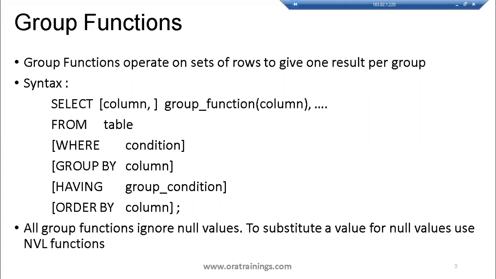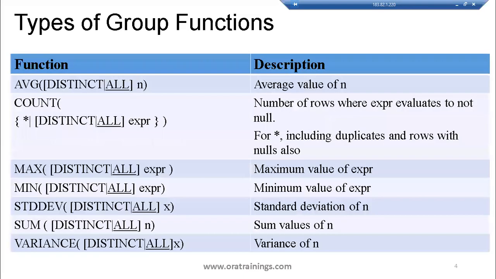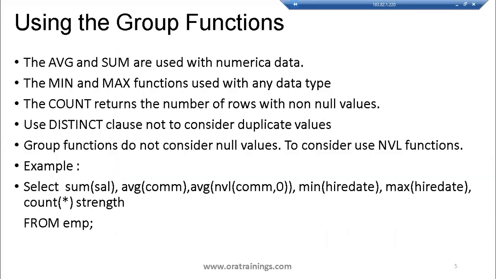Now if you observe, in the group by we have to mention a column, and in the select clause we can mention a group function. That is what we want to discuss today. Now let us get into the next slide. The different types of group functions available in SQL are these: average, count, max, minimum, standard deviation, sum, as well as variance. Let us see a few examples before getting further.